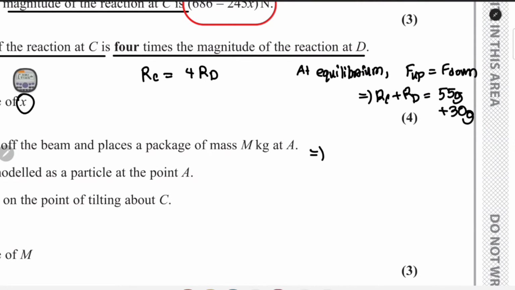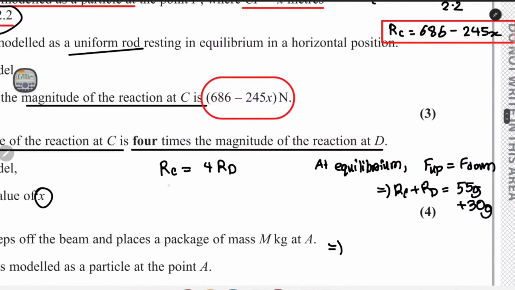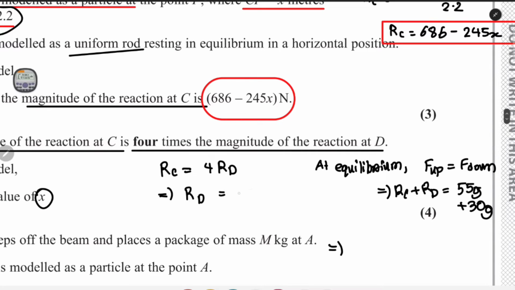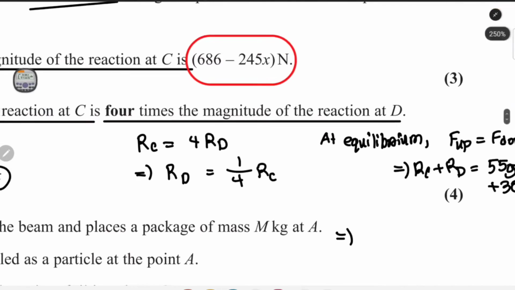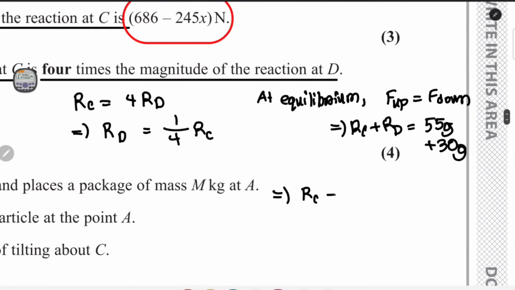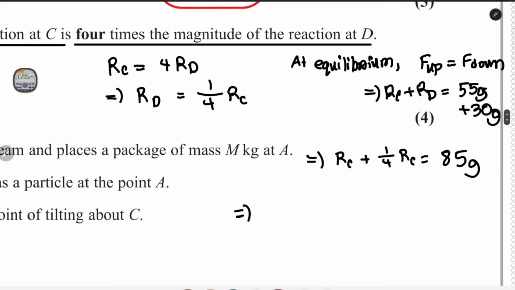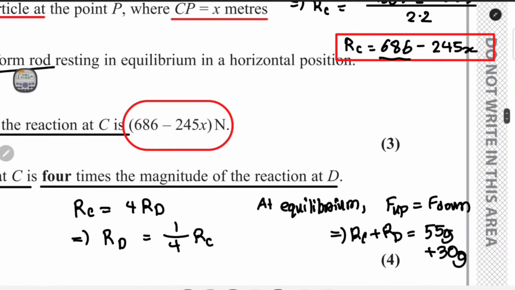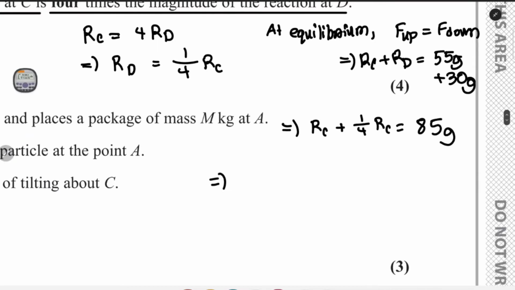Now we can substitute everything in the form of reaction of C. So reaction of D will be 1/4 of reaction of C. So we'll have reaction of C plus 1/4 reaction at C equals 85g. Now we know the expression for the reaction of C is 686 minus 245x. So this will be 5/4 reaction of C.